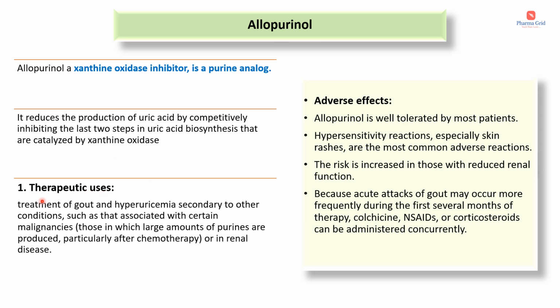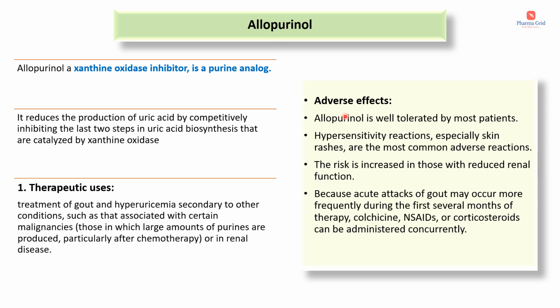Then therapeutic uses. Allopurinol is mainly used for the treatment of gout and hyperuricemia secondary to other conditions such as that associated with certain malignancies. Malignancies means in such conditions there will be overproduction or presence of large amounts of purines, particularly after chemotherapy or in renal disease.